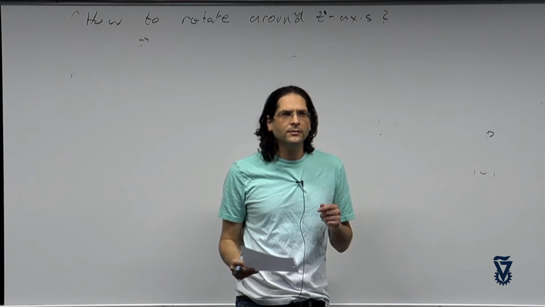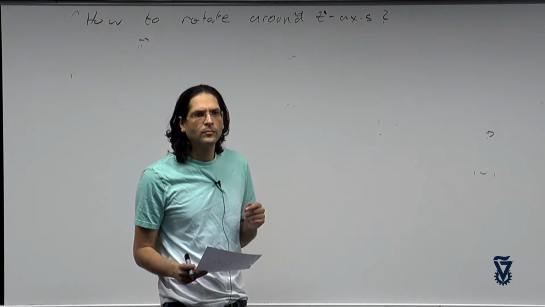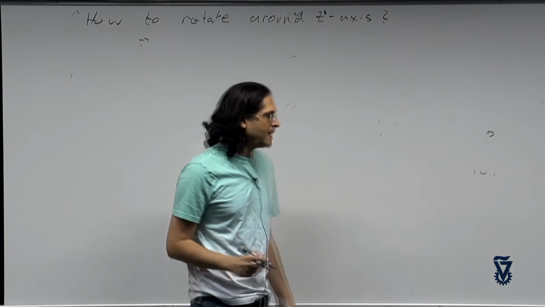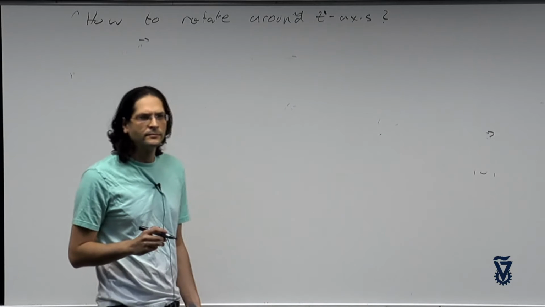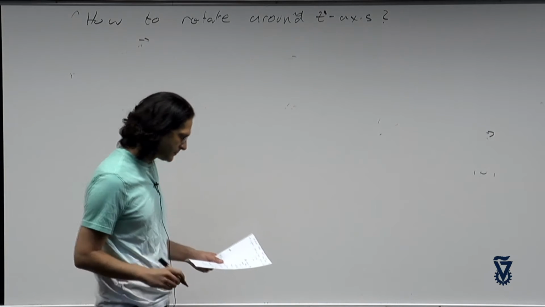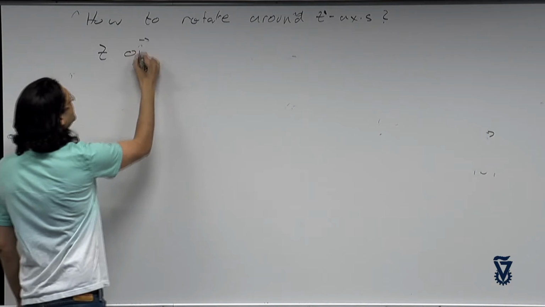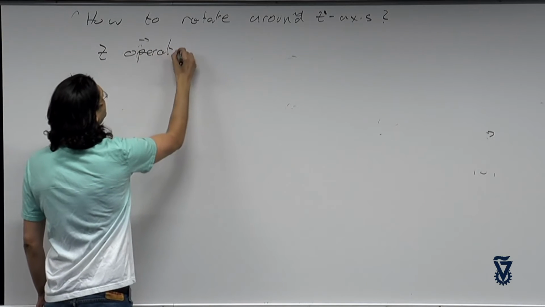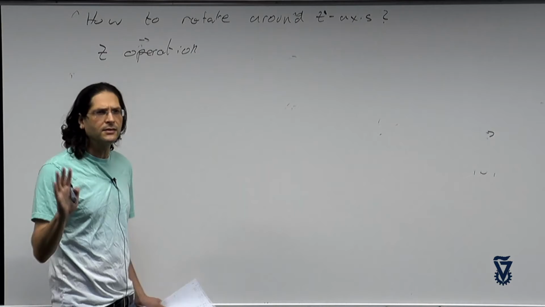Repeat that, I couldn't hear. You're asking how to rotate in the rotating frame. In the rotating frame, yes. In the rotating frame, how do I rotate around the z-axis? Let's call this a z. Think of it as a z operation. All right, so I want to know how to do a z operation, but it's still a classical magnetic moment.